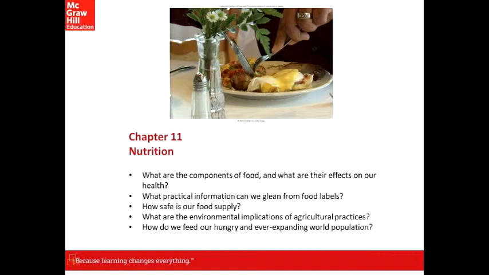How safe is our food supply? We will talk probably not that much about that topic, but we'll mention a few things. What are the environmental implications of agricultural practices, because they do have an impact on the environment and the carbon and nitrogen cycles. How do we feed our hungry and expanding world population? We won't talk much about that at all. We will mention it occasionally. Okay?